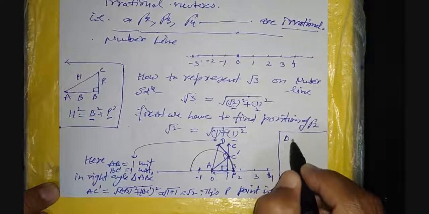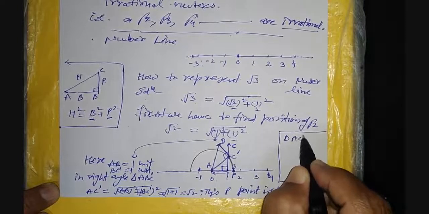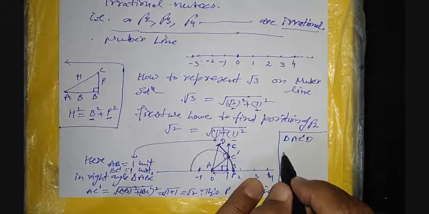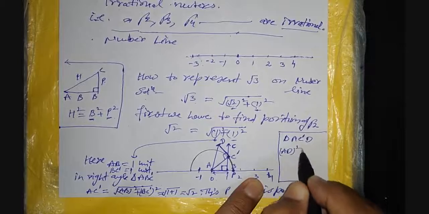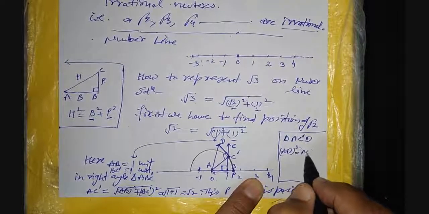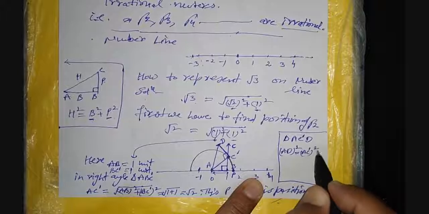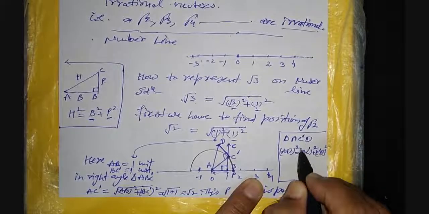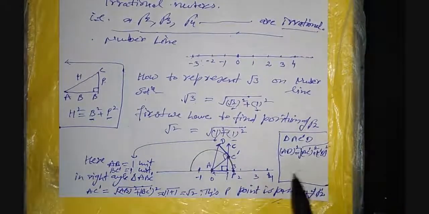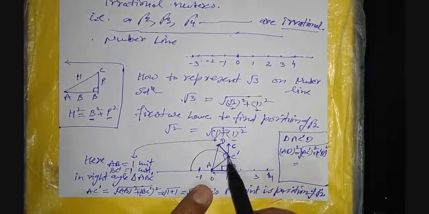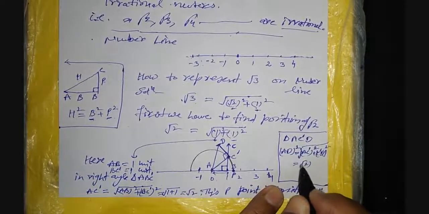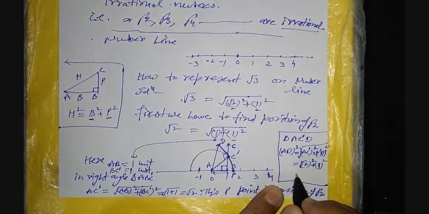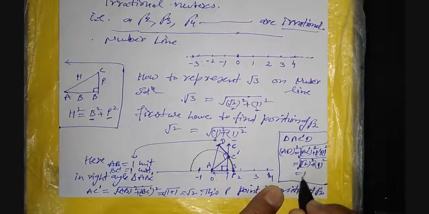Now we have the right angle triangle AC dash D. In this triangle, AD square, which is the hypotenuse, is equal to AC dash square, which is the base, plus C dash D square, which is the perpendicular. Now you can easily see that AC dash is root 2, and C dash D is 1 unit. So the total would be root 3.